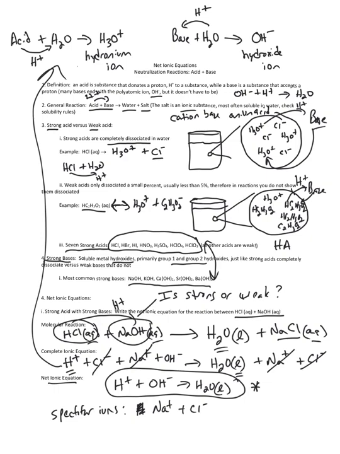Okay? Now, what's the misconception? Students will immediately always say that this is the net ionic equation for all acid and base reactions. It is only the net ionic equation when we mix a strong acid with a strong base. Okay, so let's look at a couple examples where it's not a strong with a strong.